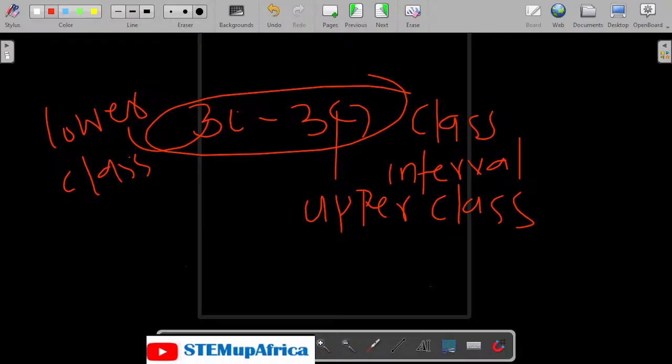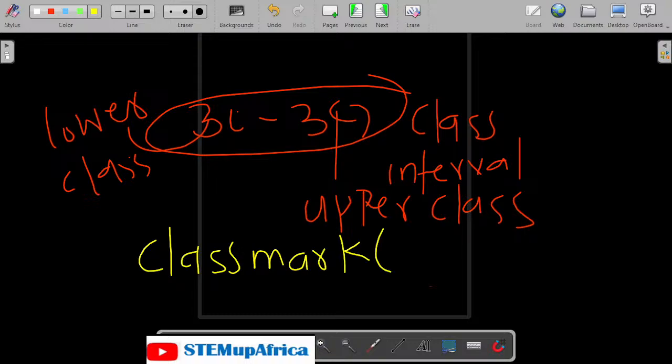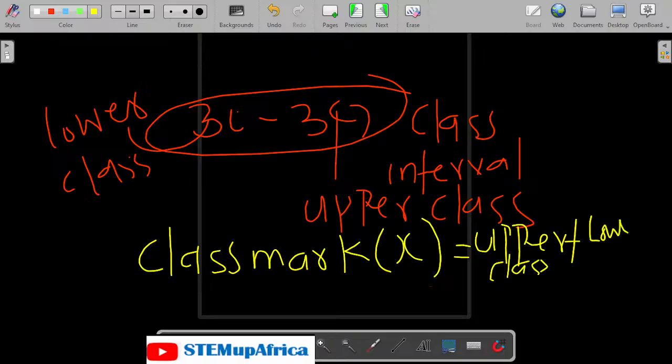Now the question they are asking us now is for the class mark. The class mark is represented with the symbol X. How do you get your class mark? The class mark is the sum of the upper class plus the lower class, divided by 2. That's how you calculate your class mark.